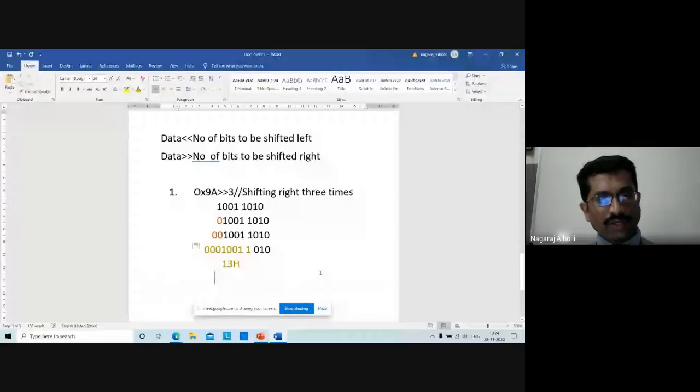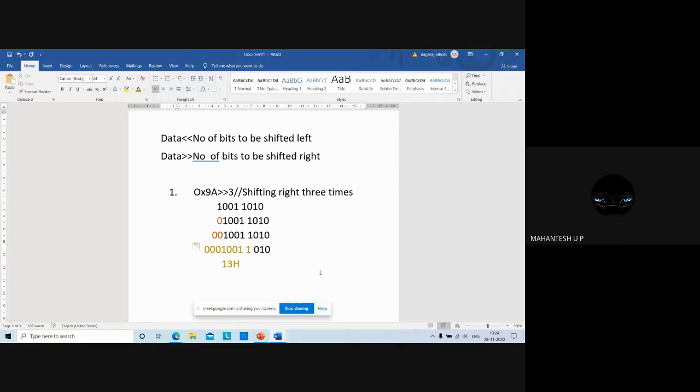Did you all understand now the concept of right shifting? Is it clear, Nandish? Nandish? Mantesh? Yes, sir. Clear, sir.